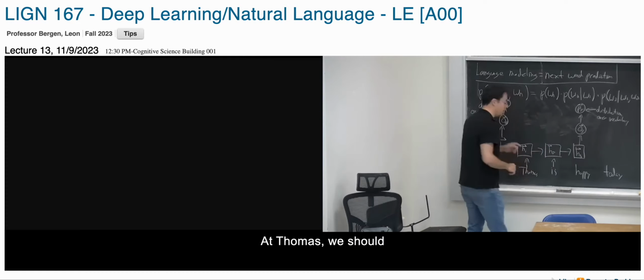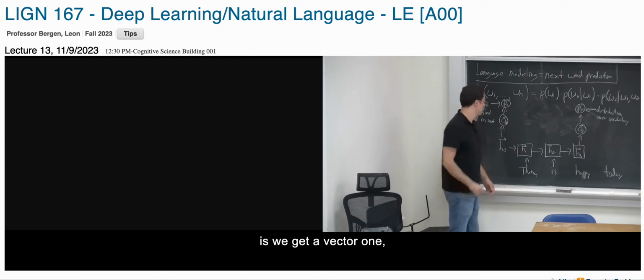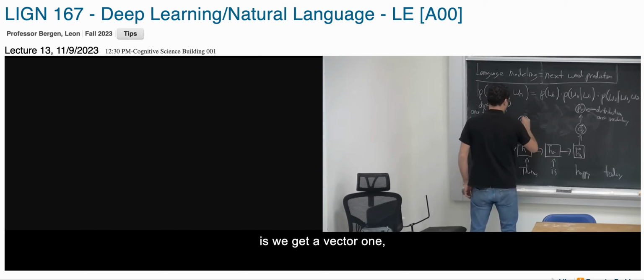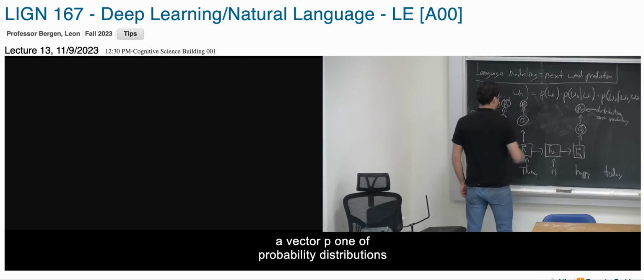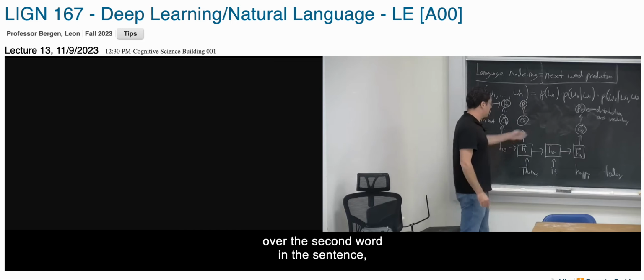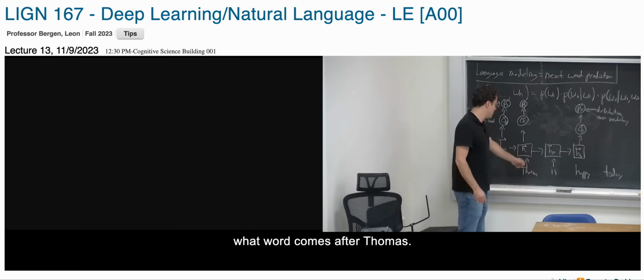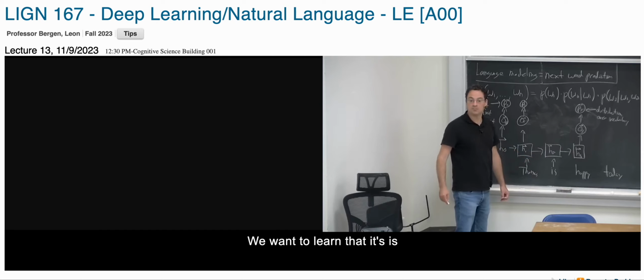What about this? At "Thomas," we should be predicting the next word, which is "is." So we get a vector o1, a vector p1 of probability distributions over the second word in the sentence. So what word comes after "Thomas"? We want to learn that it's "is."